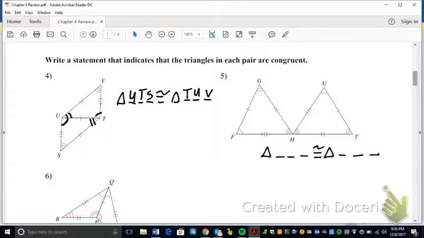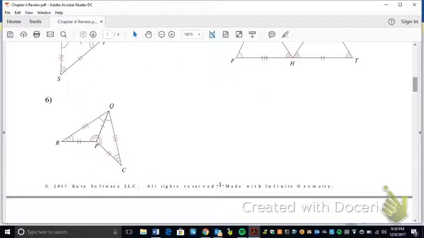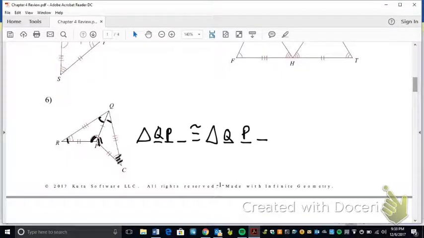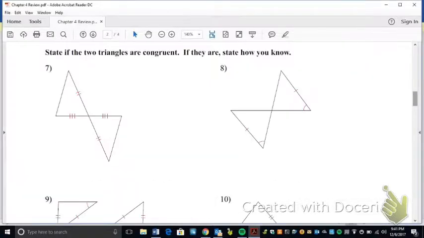We're going to look at the angles with 1 arc, F and U. Angles with 2 arcs, G and T. Angles with 3 arcs, H and H. So we get FGH is congruent to UTH. Repeat the process for number 6. 1 and 1, Q and Q. 2 and 2, P and P. 3 and 3, R and C. QPR is congruent to QPC.